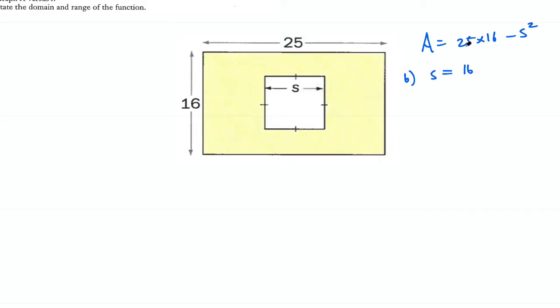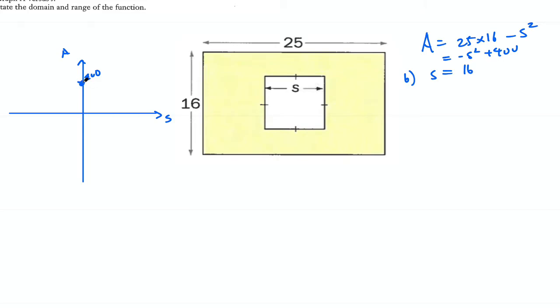So now let's graph this. Here's a rough graph of this. We're graphing the side s with the area. If I rearrange this, this is going to be minus s squared plus 400. So our a value is -1, so it's pointing downwards, and our vertex is at (0, 400). So (0, 400) will be somewhere here.